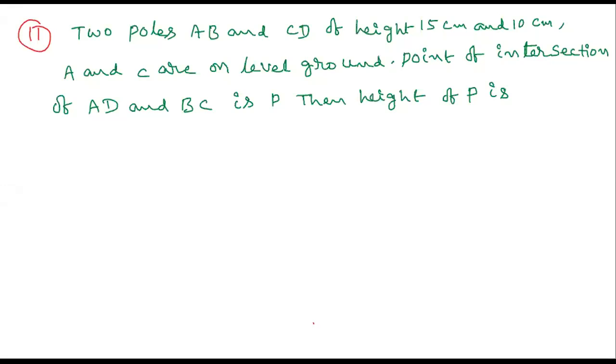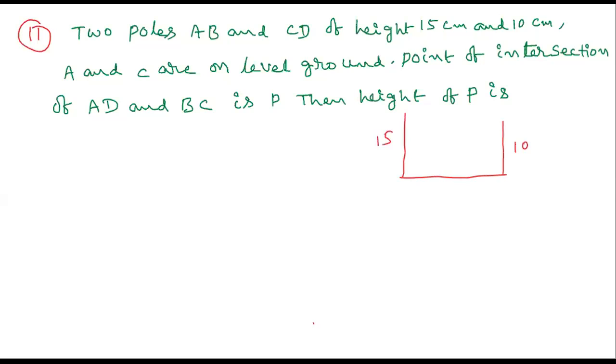Now see the 11th question. Two poles AB and CD of height 15 centimeters and 10 centimeters. Here, two poles are there on the level ground. This is one, this is another one. First one is height 15, second one is 10.